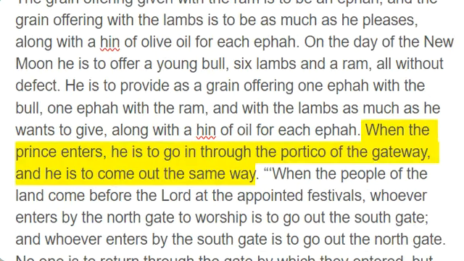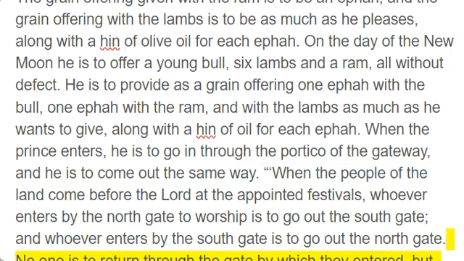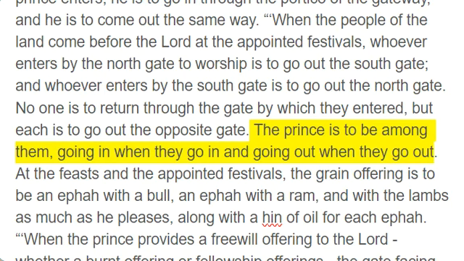When the prince enters, he is to go in through the portico of the gateway, and he is to come out the same way. When the people of the land come before the Lord at the appointed festivals, whoever enters by the north gate to worship is to go out the south gate, and whoever enters by the south gate is to go out the north gate. No one is to return through the gate by which they entered, but each is to go out the opposite gate. The prince is to be among them, going in when they go in and going out when they go out.